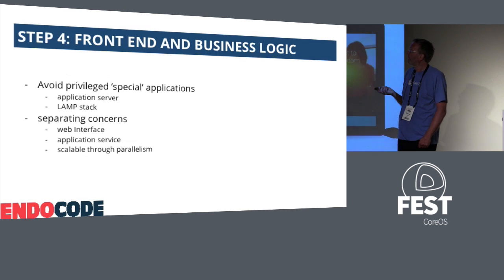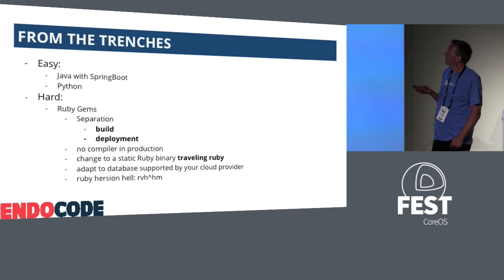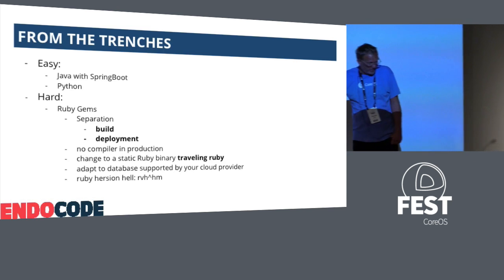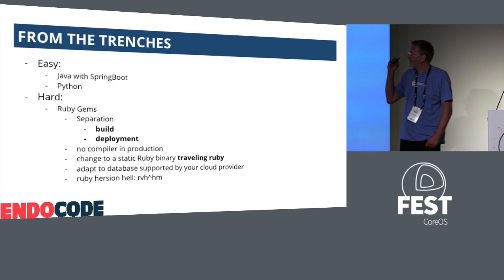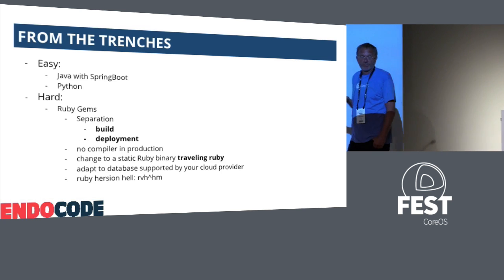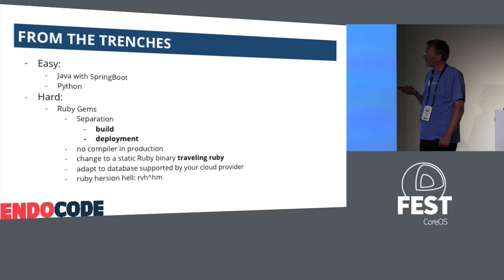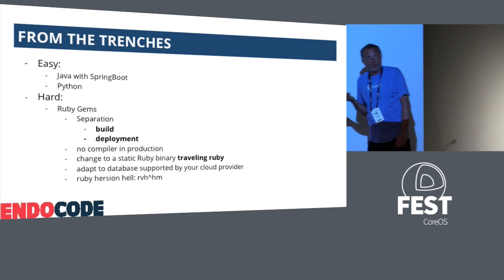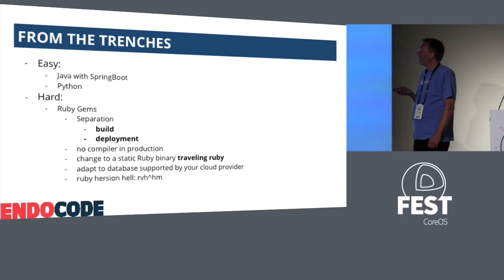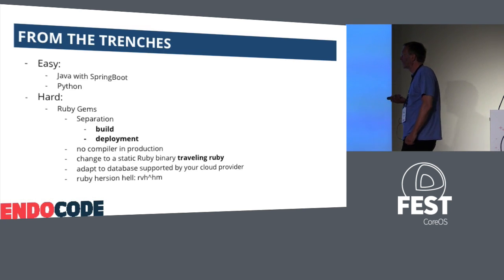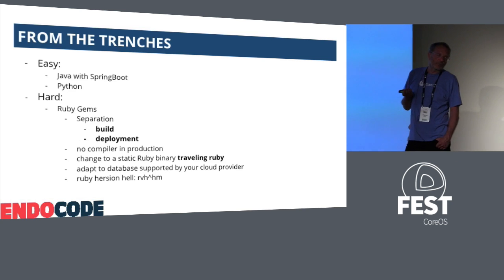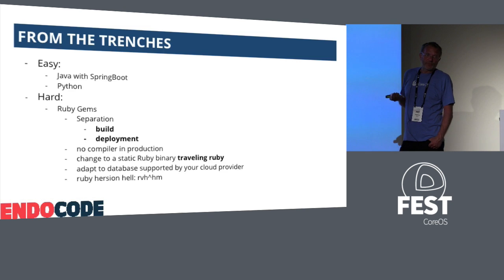Okay, what we found. Some examples: no application servers. The good old Java application servers should not be ported into containers because they are too heavy. What really works is Java with Spring Boot, because you can change the configuration on the command line. Python also was easy, because Python is well packaged in the environment we found. And what was quite hard was Ruby gems, because the separation of build and deployment is not so clean in Ruby. My preferred way of doing it would be twirling Ruby, so a static application with all the gems inside, but this is something we will probably do in the future.